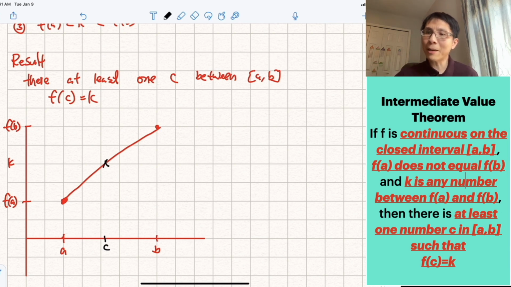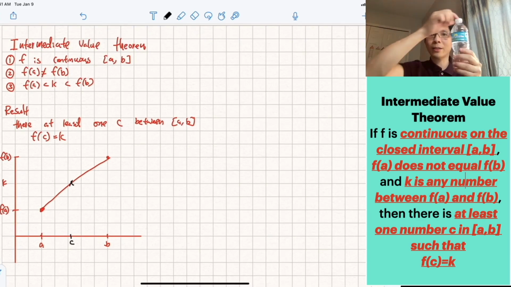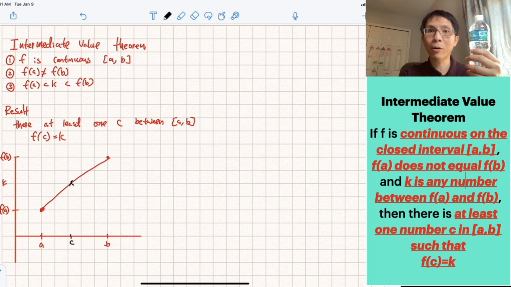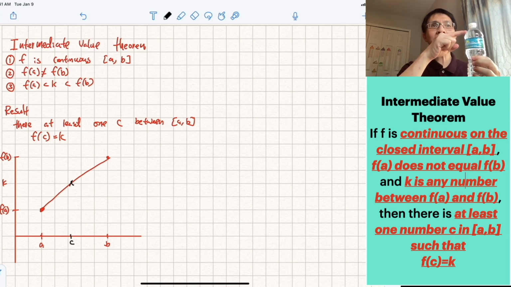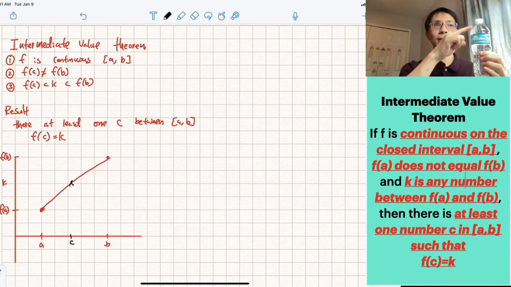Now, for a lot of non-math people, when you read this, it's very confusing. So we're going to use this prop here, a water bottle, and think about all those things happening. A is the time before I drink the water, and B is after I drink this whole bottle of water. Obviously f of a does not equal f of b because they have different outputs. One is at the top and one is at the bottom.